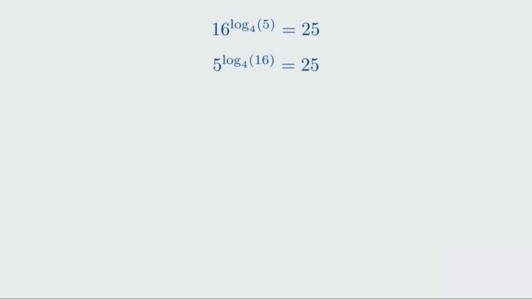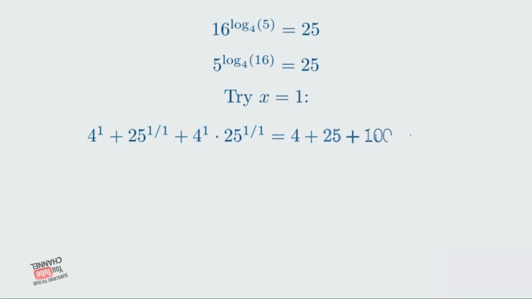Therefore, we can simply guess a solution. This is a common strategy in contests and higher-level math. Since x appears as an exponent, let's try a simple value like x = 1. If x = 1, we get 4 + 25 + 4 times 25, which is 29 + 100, for a total of 129. This is greater than 101.